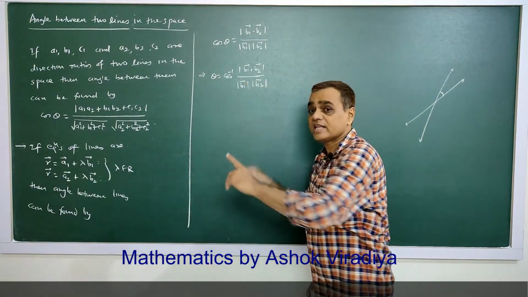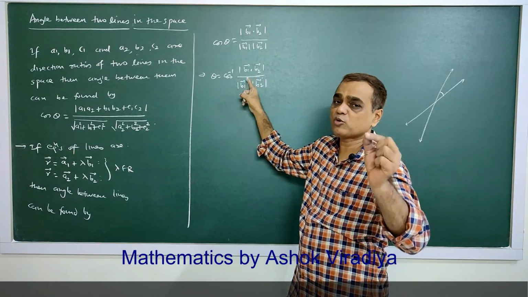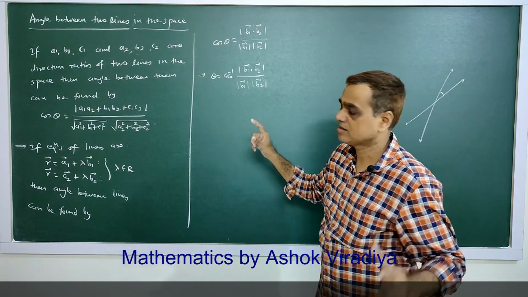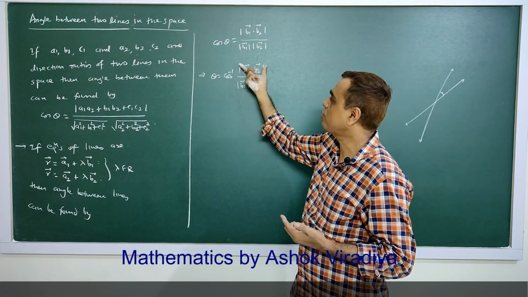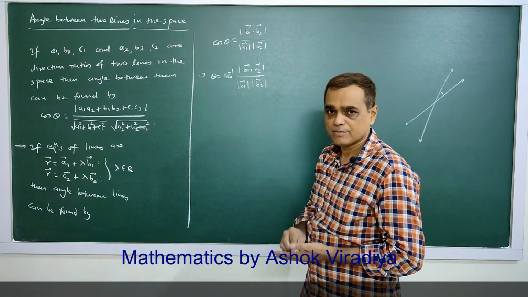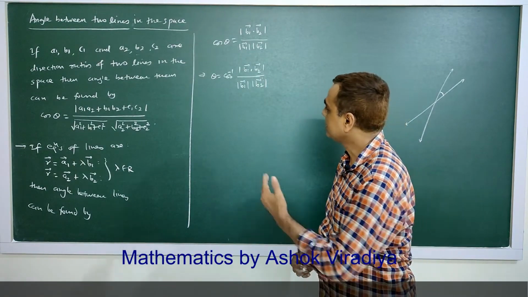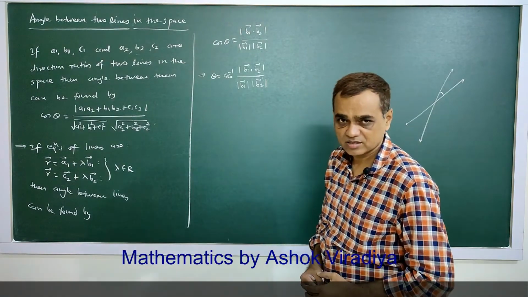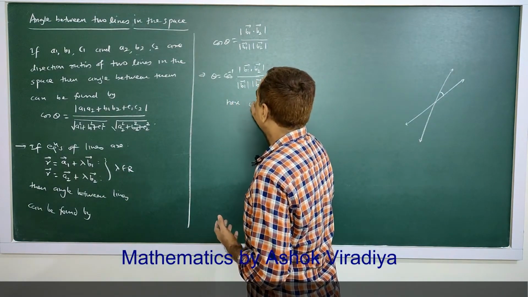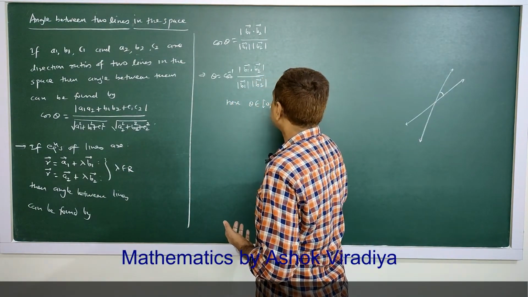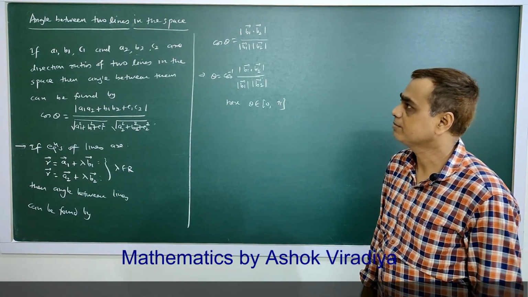See, in the numerator there is a modulus of the dot product. Dot product is a scalar. Scalar means a real number, over which we speak modulus, and this is magnitude. Magnitude word is for vector. So theta is obtained by cos inverse, and because it is obtained by cos inverse, the value of theta will always belong to 0 to pi, that is the angle between lines.